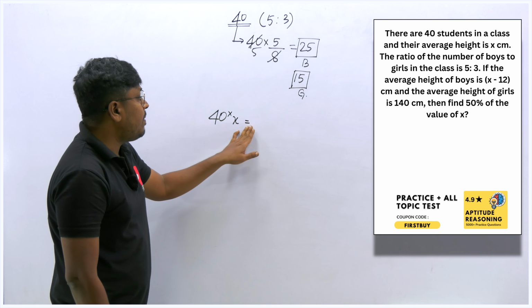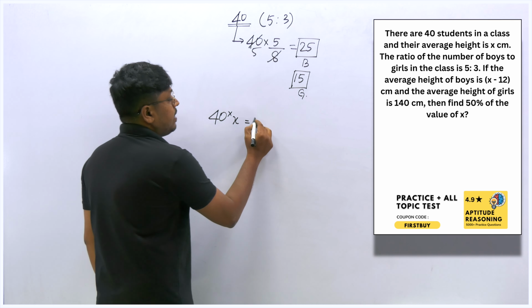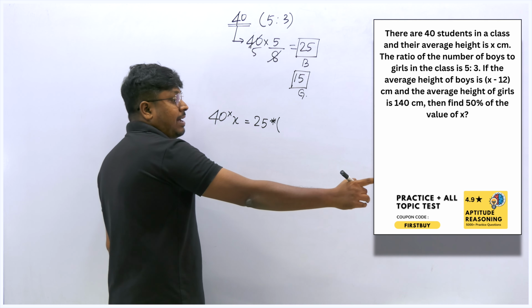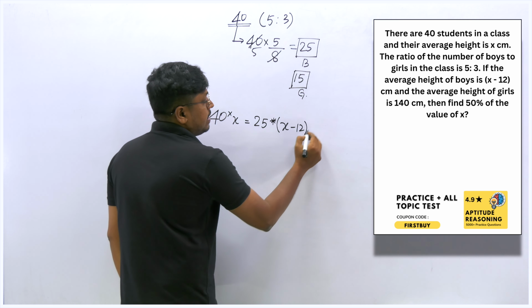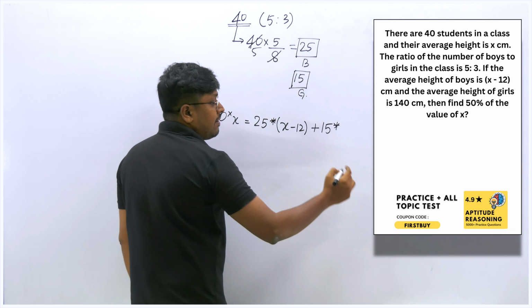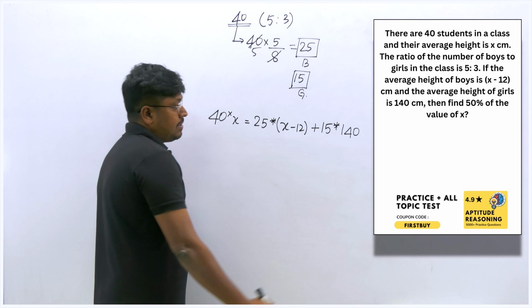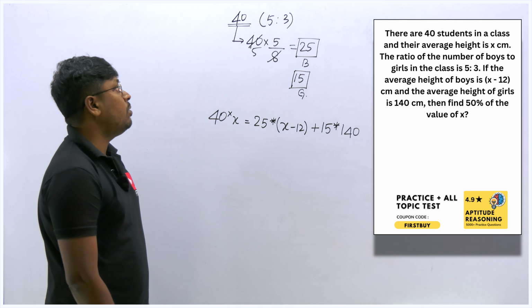Now let's equate it to the total of the boys and the girls. Boys is how much? 25. So 25 is the total number of boys. Out of these boys, the average height is how much? x minus 12. Plus 15 will be the total number of girls, and the average height is how much? 140. So 15 into 140. That's it. Now our target is to find 50% of the value of x.